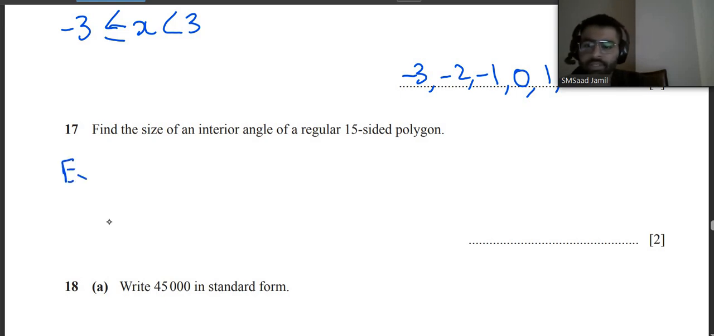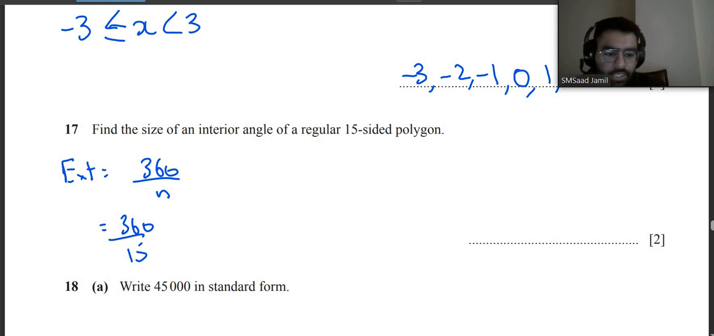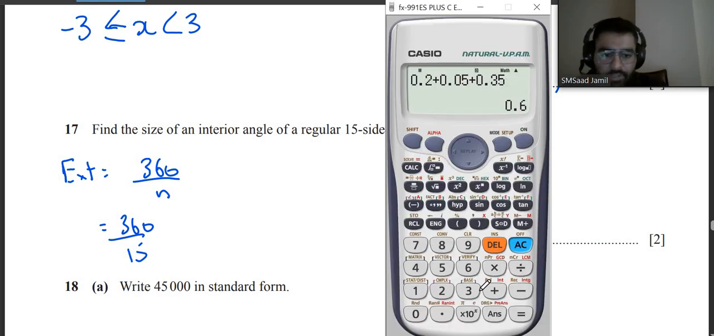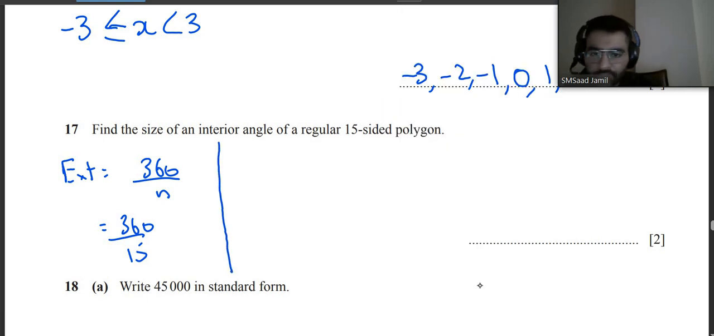So exterior angle is equal to 360 upon n, 360 divided by the number of sides. So it's 360 divided by 15. Let me use a calculator just for the sake of it. 360 divided by 15, that's 24. So the exterior angle is basically 24.